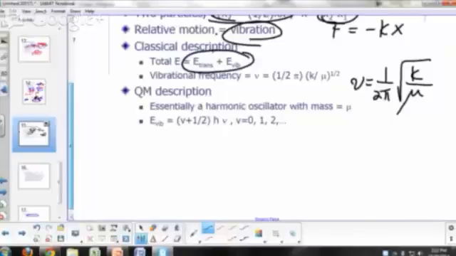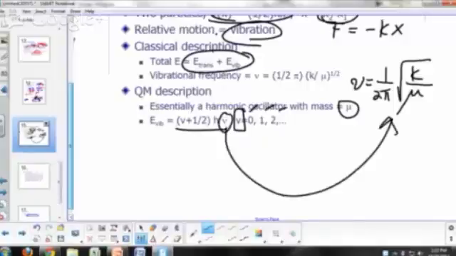Quantum mechanical description, same deal. When you solve the problem, you essentially get a harmonic oscillator problem for a particle that has a mass equal to mu. So you get the same wave functions, same allowed energies. The vibrational energies would be v plus 1/2 times h nu, where the quantum number v is restricted to 0, 1, 2, 3, and so on. But keep in mind this nu right here, this frequency, you have to solve it in terms of the reduced mass, not the actual mass, because you have two masses there.